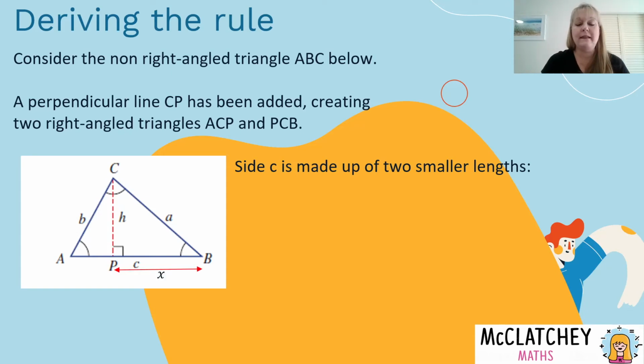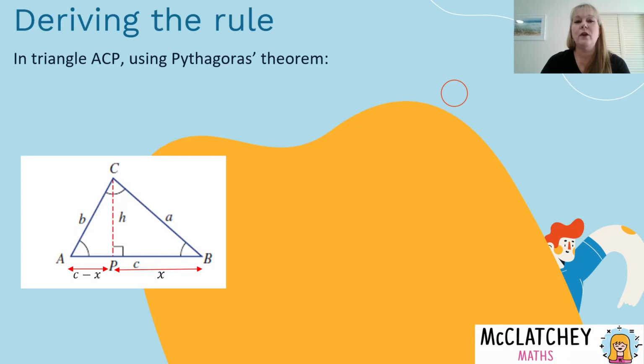I've got this length here that I'm going to call x, and then the other part of this side will be the big length c, take away x. Now, obviously, we don't want x. We didn't see x in our cosine rule at all. We didn't see h in our cosine rule at all, but we need x, and we need c take away x, and we need h in order to derive our rule. So we're going to hopefully eliminate those extra letters as we go. So firstly, I'm going to focus on this left-hand side triangle, ACP, and I'm going to use some Pythagoras' theorem.